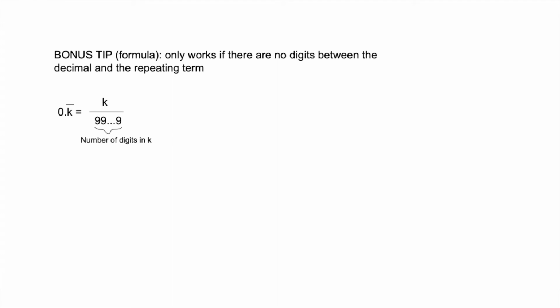And here's one example. In 0.12 with a bar on 12, the one that is equal to 4 over 33, the repeating term, which is k, is 12, because we have a bar on k and we have a bar on 12. So we have the formula, and k is 12, and there are 2 digits in k. So it's just 12 over 99. It's really simple. It's a shortcut. And all we need to do then is just simplify.